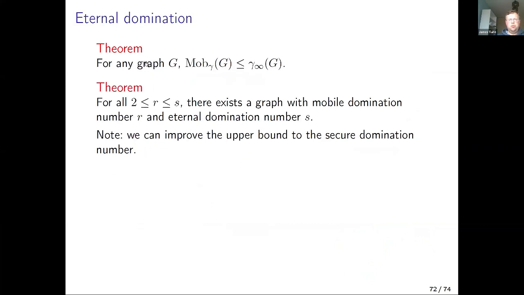There's also a nice connection with eternal domination, which we briefly mentioned before, where a dominating set has to be able to react to any attack on the vertices of the graph. It's easy to see that the mobile domination number is bounded above by the eternal domination number. But the two numbers are again not tied. You can show that for any r less than or equal to s, there's a graph with mobile domination number r and eternal domination number s. So mobile domination is, in a way, a relaxation of the eternal domination number. While writing these slides, it occurred to me that we can have a stronger upper bound than the eternal domination number: we can instead replace it by the secure domination number.